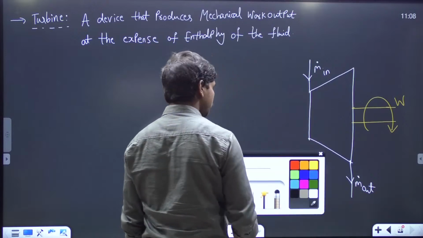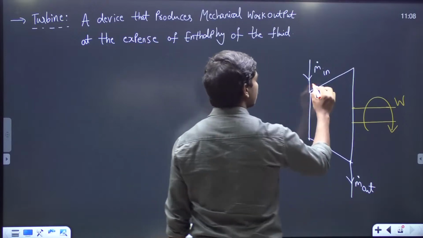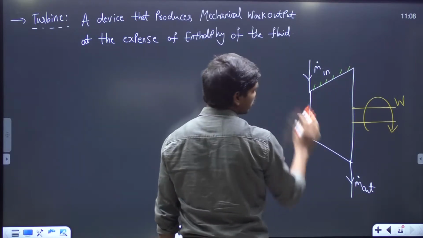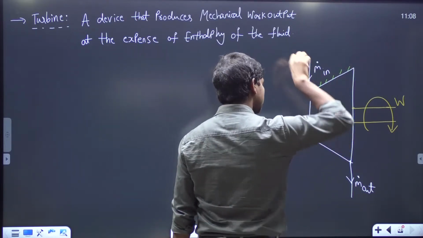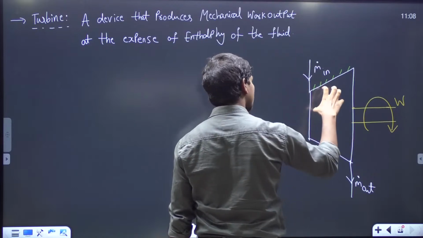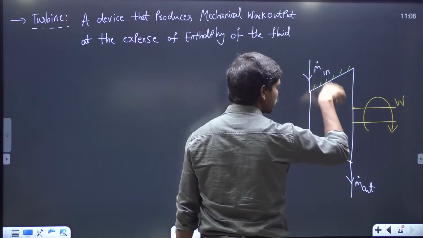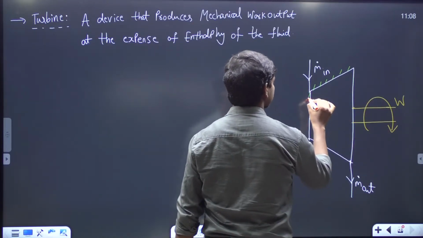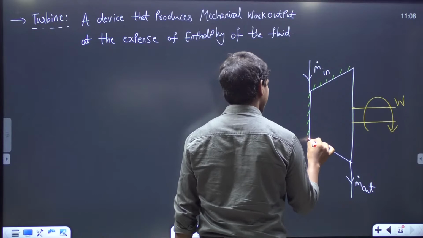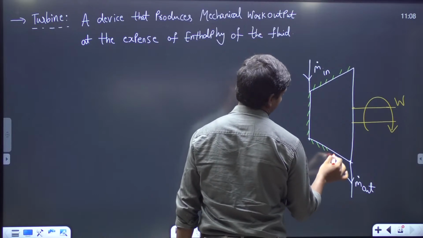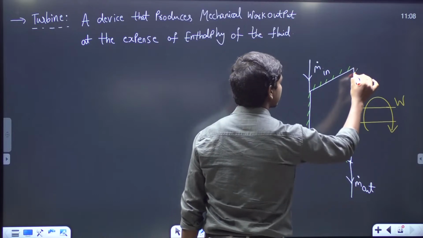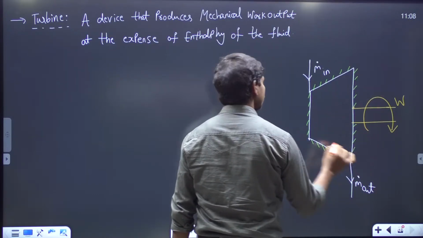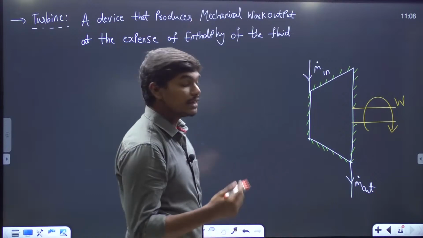So for practical purposes, they will insulate the turbines because they don't want energy to go out. Whatever maximum content of energy is available, they'll try to put it inside this control volume, because the more energy you put inside, the more possibility there is of coming off this work as per the first law. So they'll insulate the turbine practically to avoid any unnecessary heat losses.